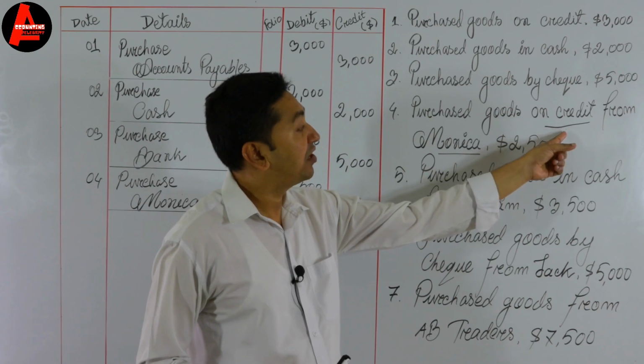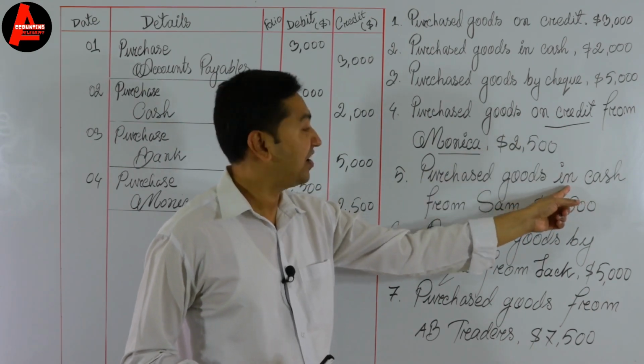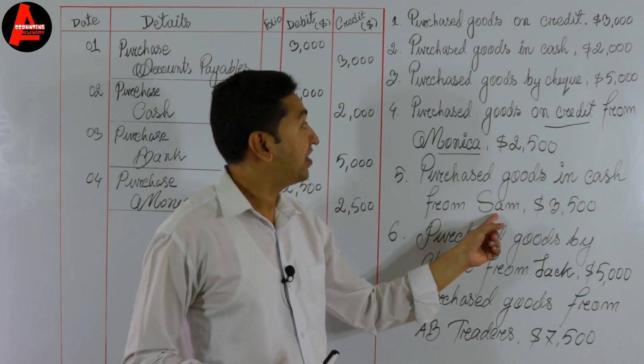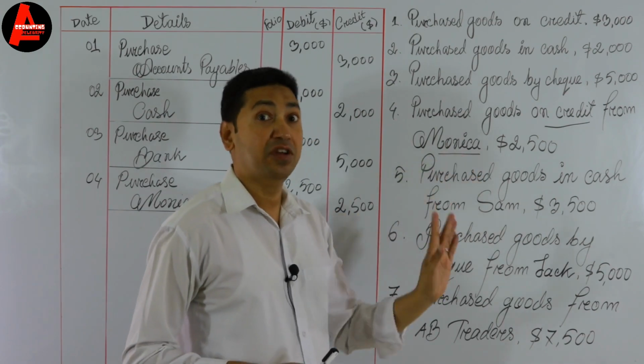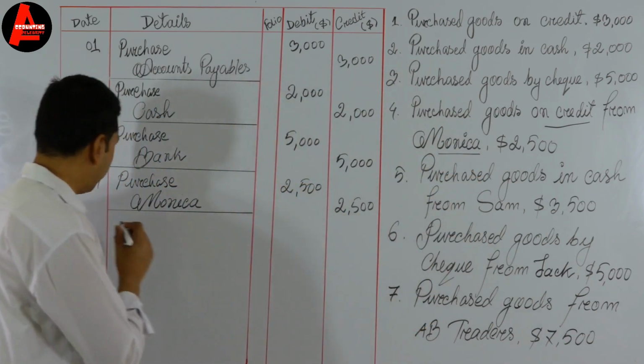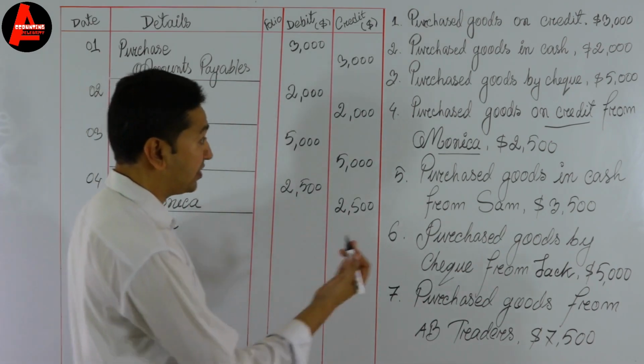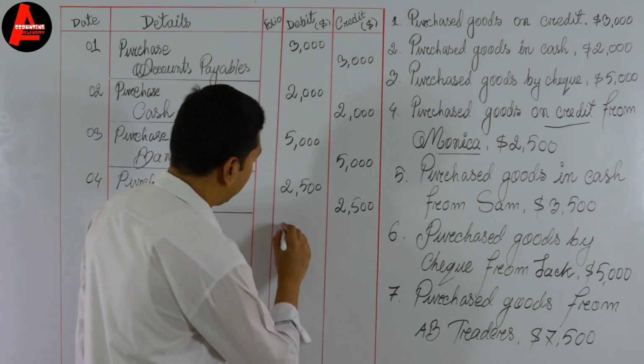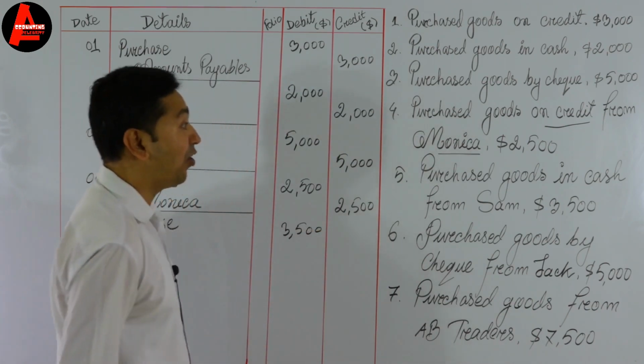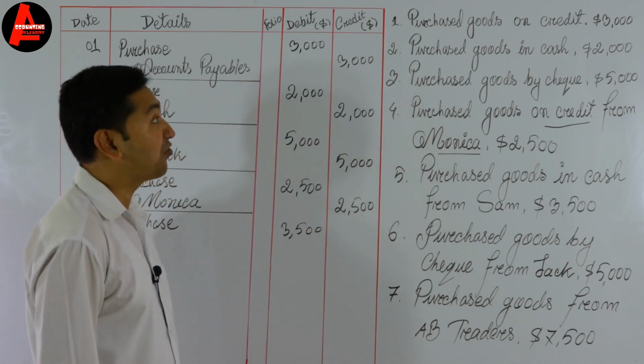Here it was on credit, but here in cash. Okay, but name is here. Here also we had name. So let us write first purchase debit. Okay, what is it? It is $3,500. Great. Now what should we write?